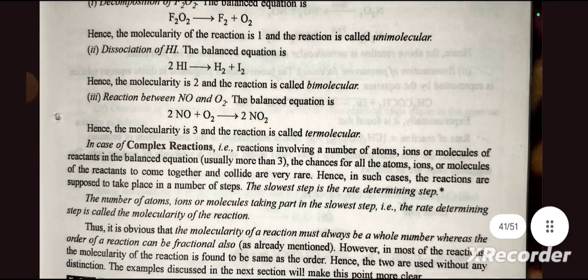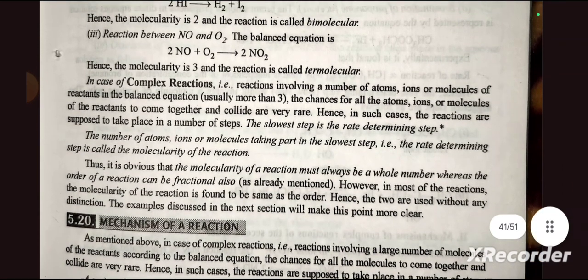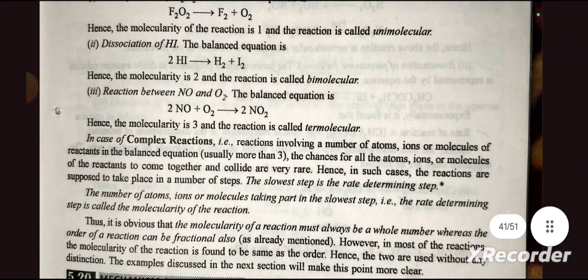Third, reaction between NO and O2. The balanced equation is 2NO plus O2 gives 2NO2. Hence, the molecularity is 3 and the reaction is called termolecular. In case of complex reactions, that is, reactions involving a number of atoms, ions or molecules of reactants in the balanced equation, the chances for all the atoms, ions or molecules of the reactants to come together and collide are very rare. Hence, in such cases, the reactions are supposed to take place in a number of steps.